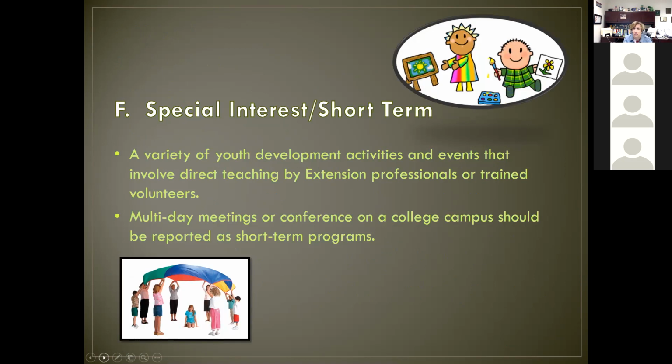But what I did find last year was I had a county put a bunch of numbers in here when they were going to a classroom or going to a school, and they were sharing information about 4-H and maybe showing them projects that were available in 4-H. But there was really no education. It was a marketing event. And that's the difference. Marketing events do not count.